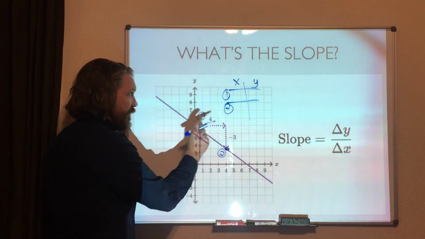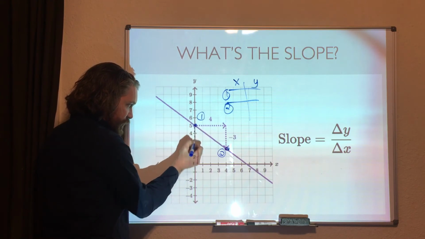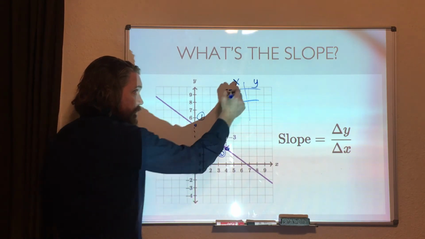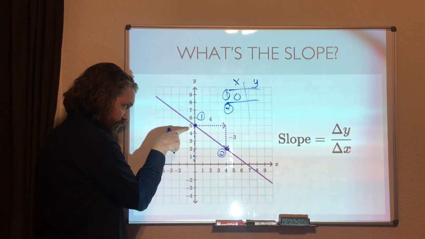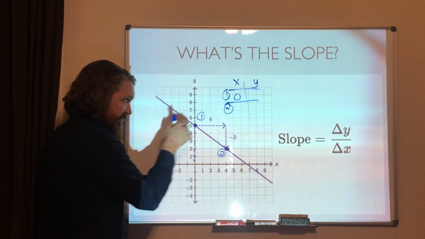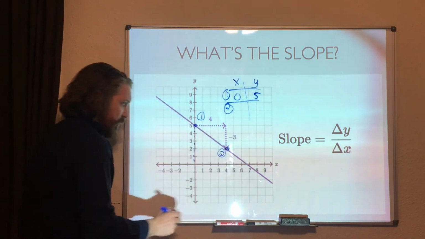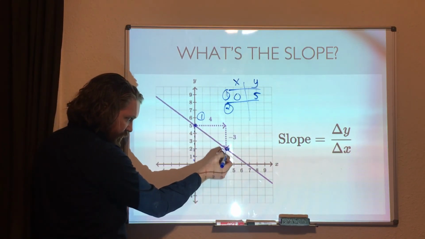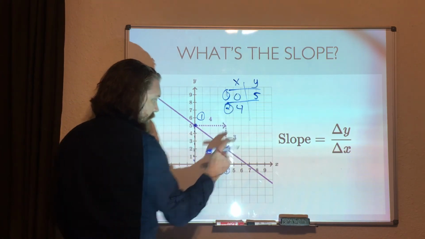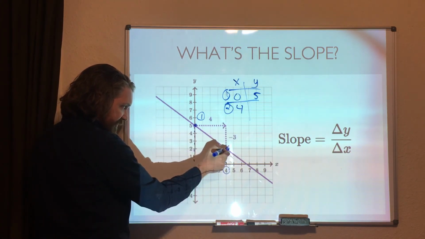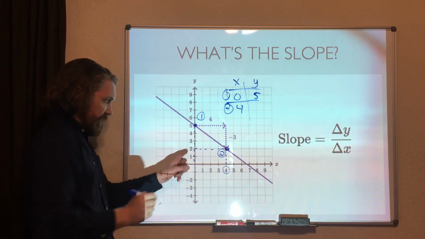So let's look at our values here. Our x value is 0. Our y value, on the y-axis, is 5. Our second point, our x value is 4, and our y value, on the y-axis, is 2.